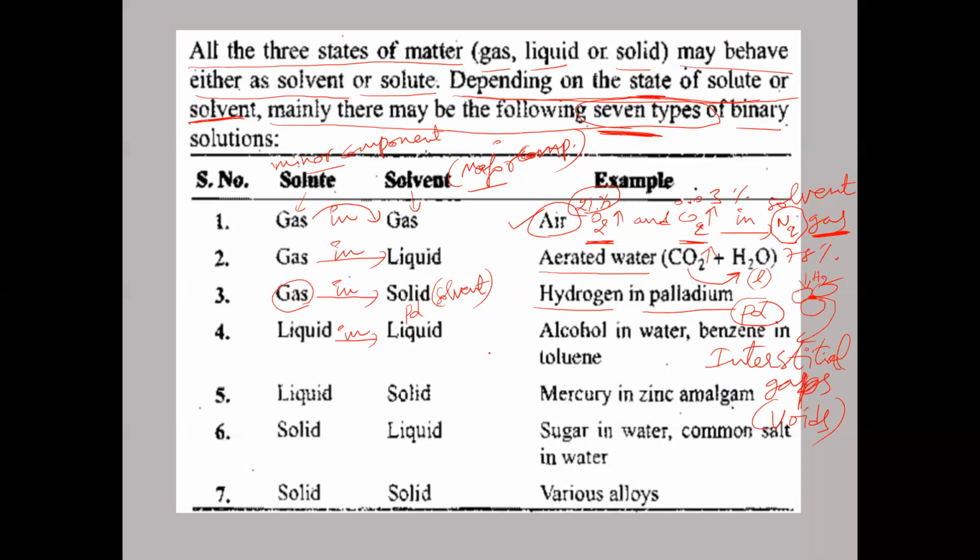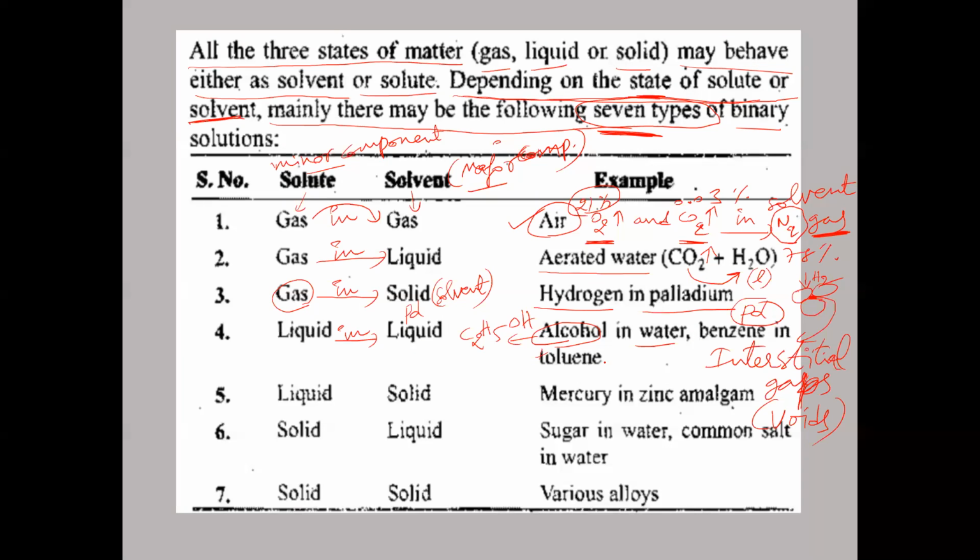Liquid in liquid type of solution. In this case, example what? Alcohol, liquid. Ethyl alcohol, C2H5OH. Ethyl alcohol in water. Alcohol is in liquid state. Water also is in liquid state. Next one, benzene liquid in toluene liquid. Toluene, T-O-L-U-E-N-E. So toluene liquid. Is that clear? Toluene liquid, alcohol in water, benzene in toluene.